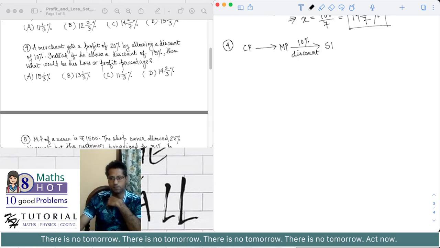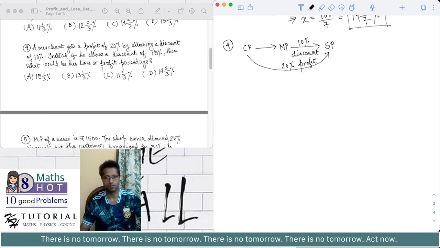So let's say if the discount is 10%, we have the SP, then there is a profit. This is the first scenario. That is, the merchant gets a profit of 20% by allowing a discount of 10%. And this 10% discount is of course applied on the mark price.